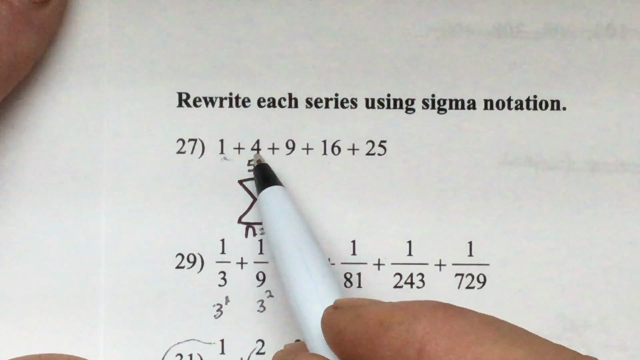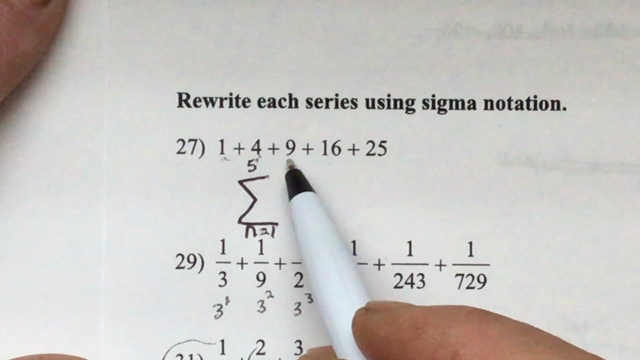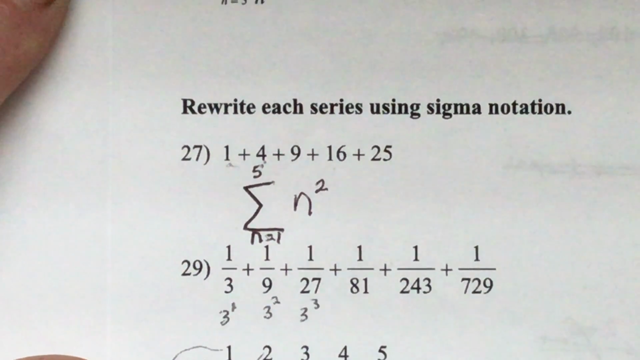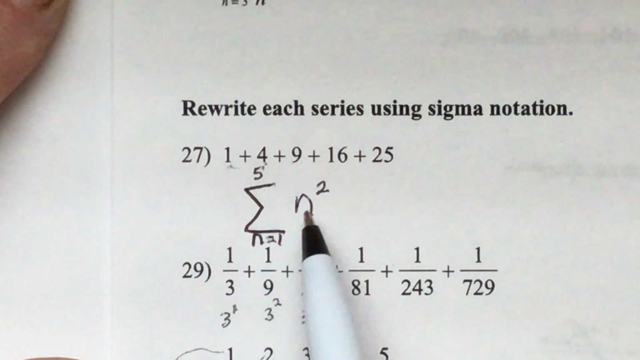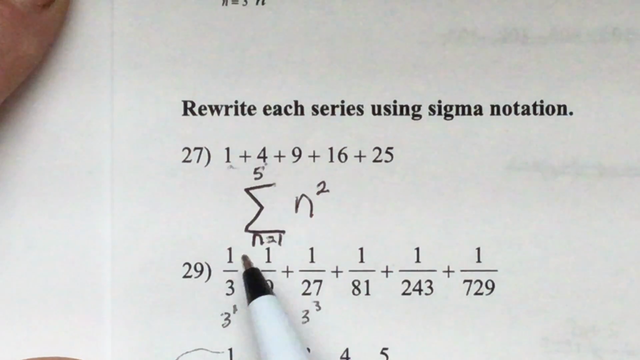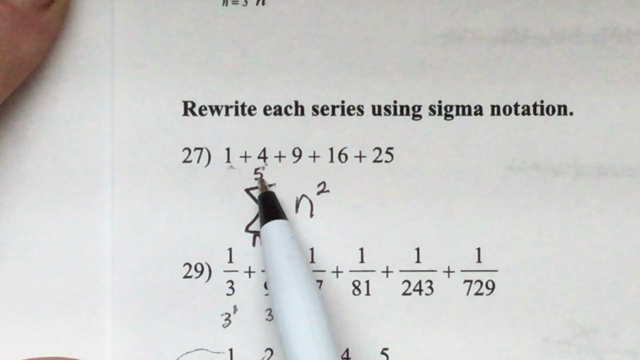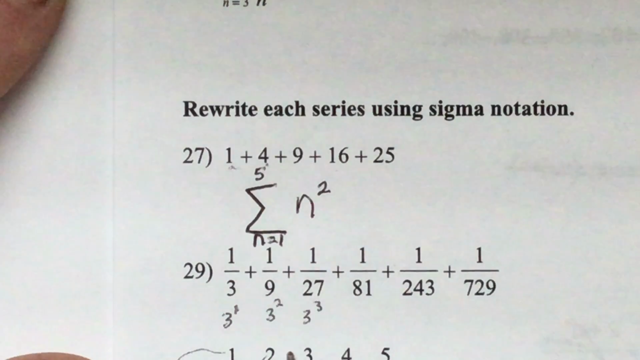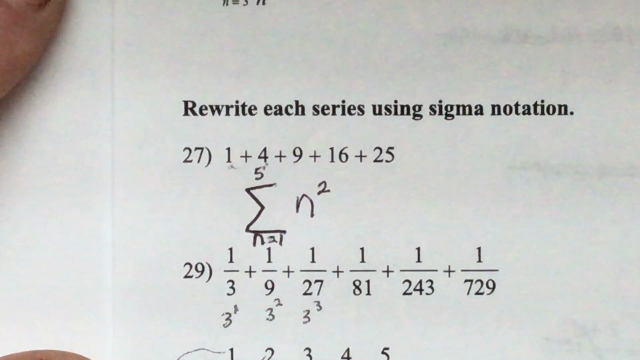But 4 is 2 times 2. 9 is 3 times 3. N squared. That's it. You're done. You're through. When you put 1 in here, 1 squared is 1. When you put 2 in, 2 squared is 4. You go all the way to 5. 5 squared is 25. Each one of these is going to have something similar to that in nature.